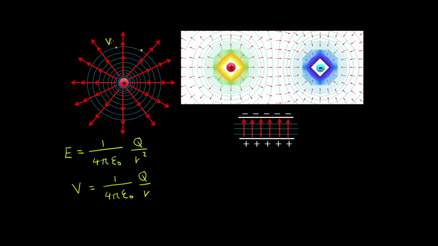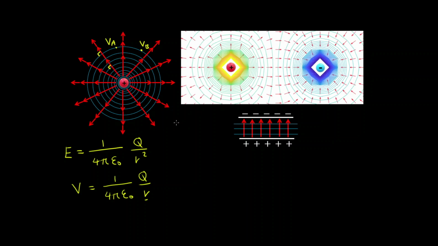So these equipotential lines are basically called lines of equal potential. So in this case, we can see that VA is equal to VB because they have the same radial distance from the charge. And the equipotential lines are always perpendicular to the electric field.